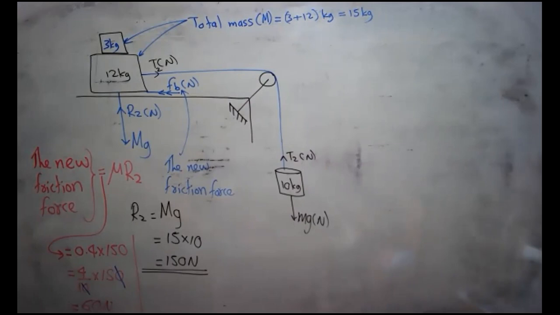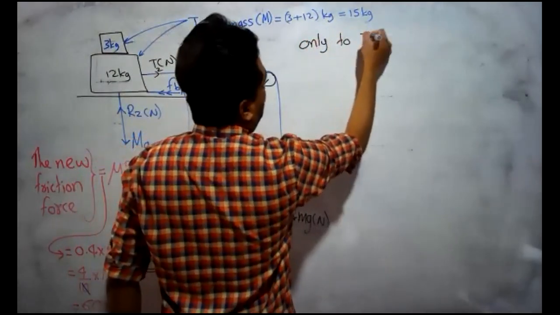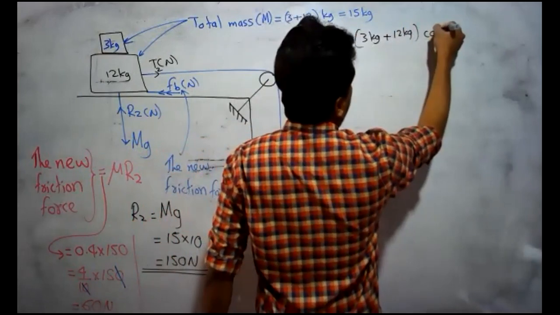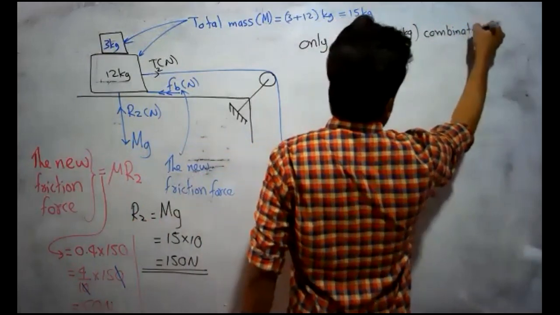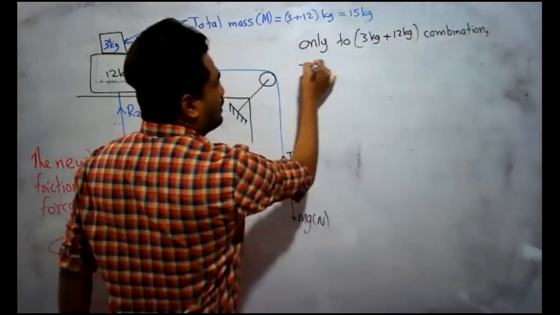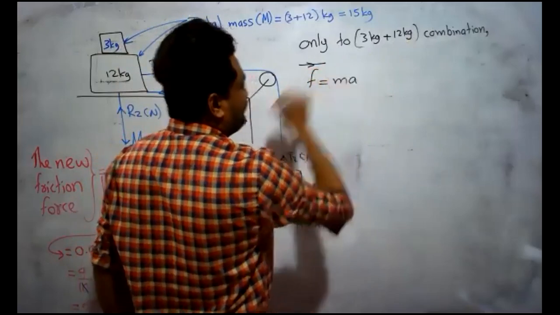Right. Can somebody tell me the next thing that we should do, dear? What should be the next step? Yeah, we should apply, look at board, F equals ma only to the 3 kg plus 12 kg combination, horizontally into the right hand side direction.